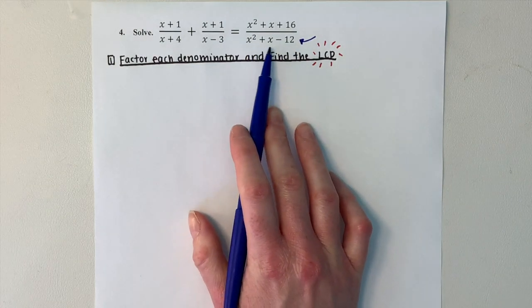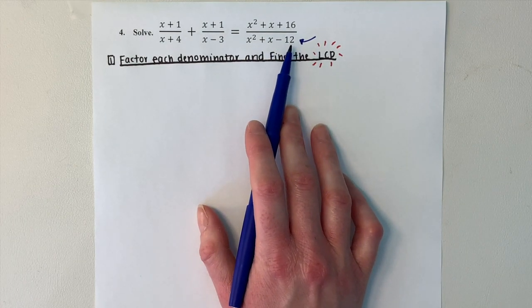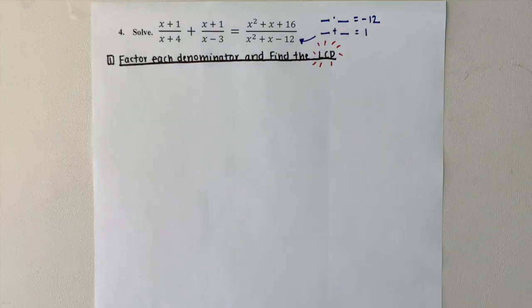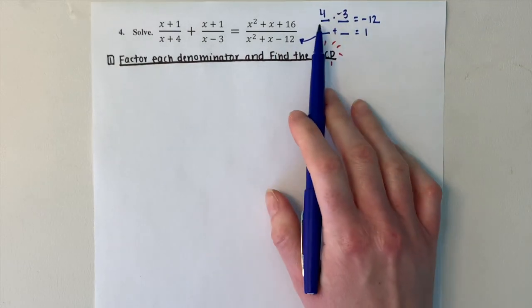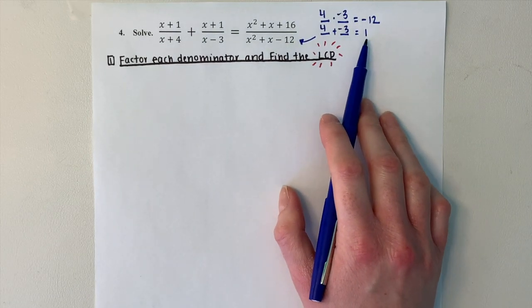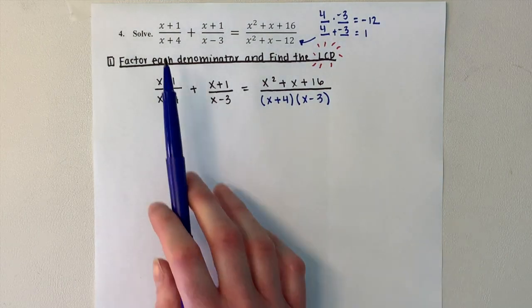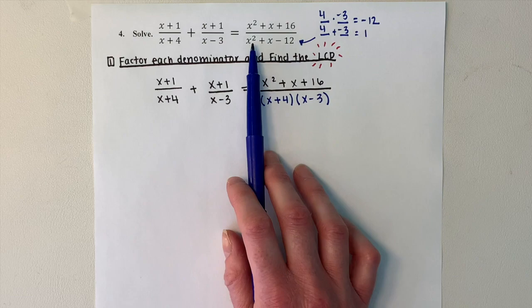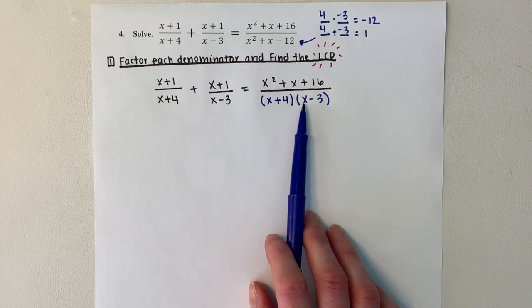To factor this denominator, we need to find two numbers that multiply to give us negative 12, and those same two numbers have to add to give us 1. It looks like 4 and negative 3 would work because 4 times negative 3 equals negative 12, and 4 plus negative 3 equals 1. So you can see I've just copied this exact problem right here. The only thing that I've changed is I've written this denominator in factored form.